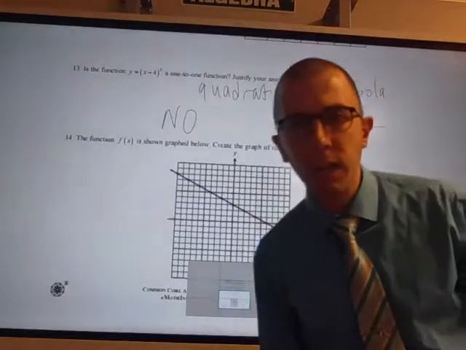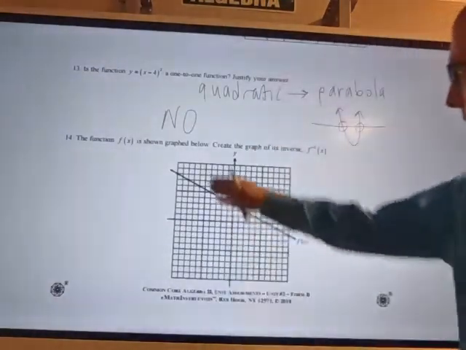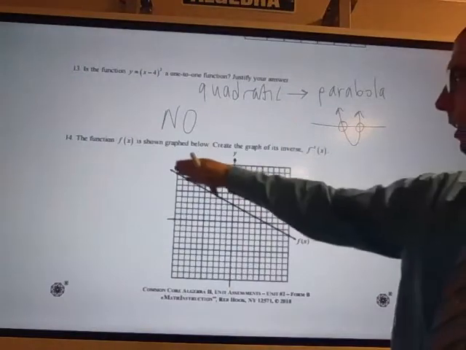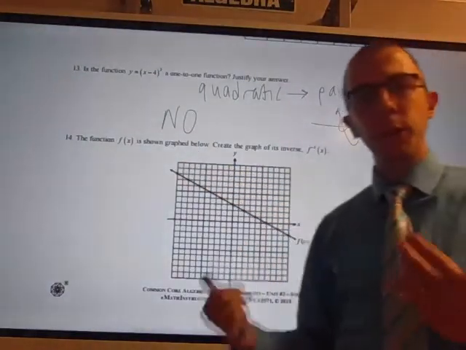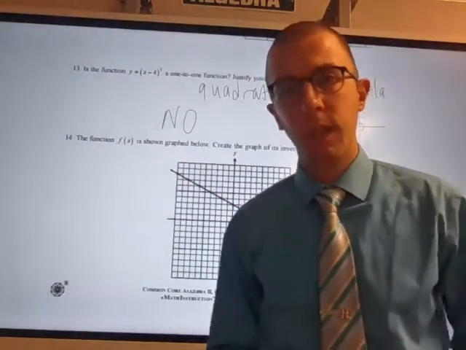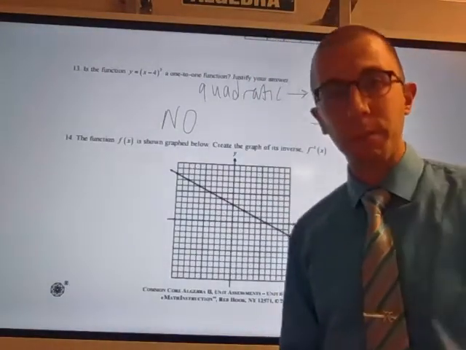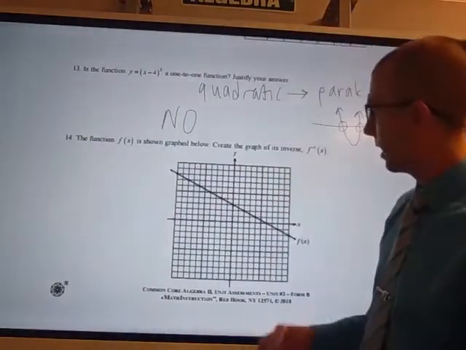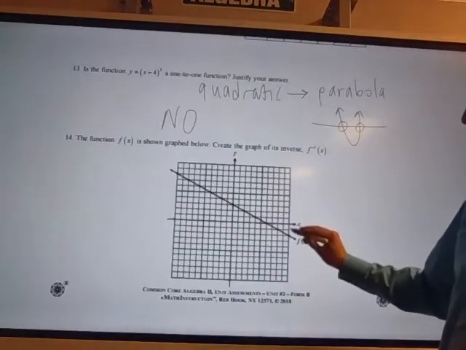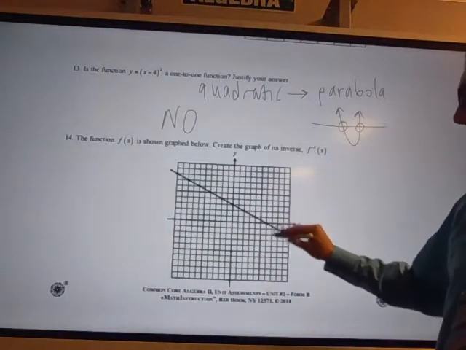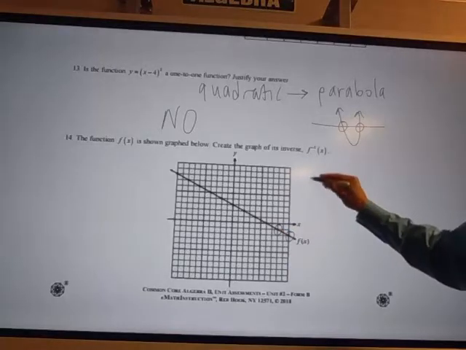Number 14, I'll just mention real quick, gives us a function f of x on the graph here. Create the graph of its inverse. And since I couldn't see your test, I asked you guys to just tell me some of the ordered pairs that you had. Okay, so you want to take all your ordered pairs of your original here. I'll just write down a few.